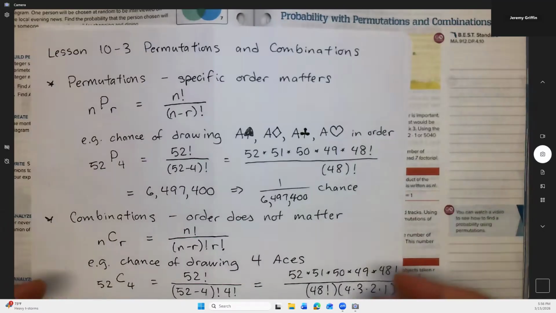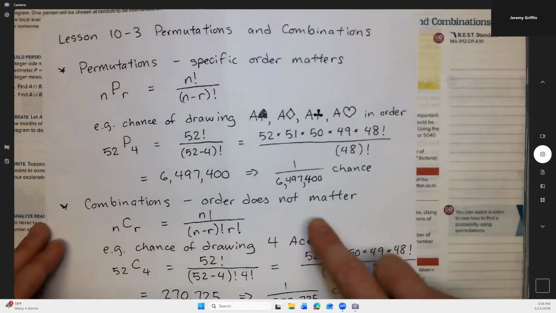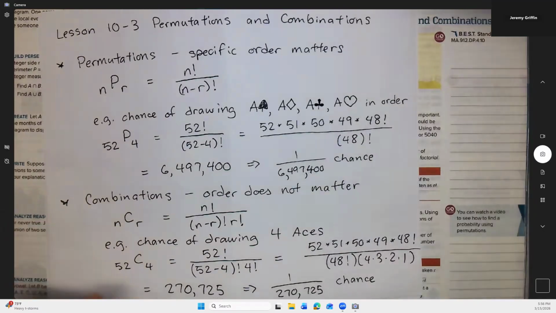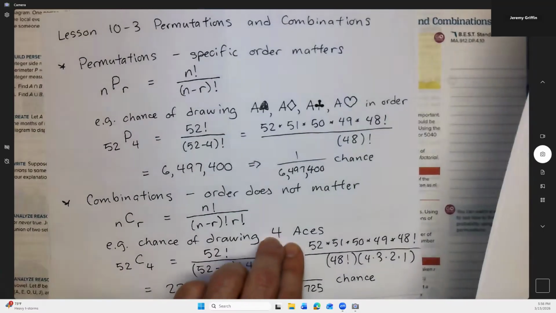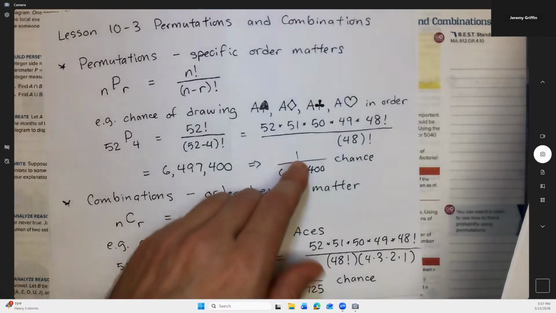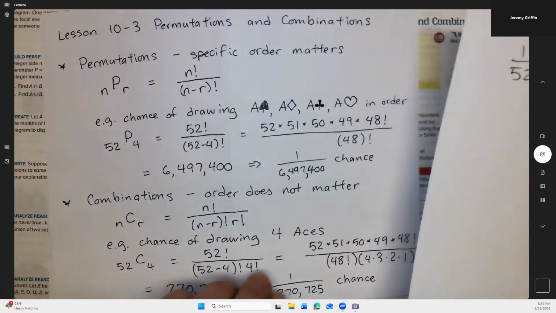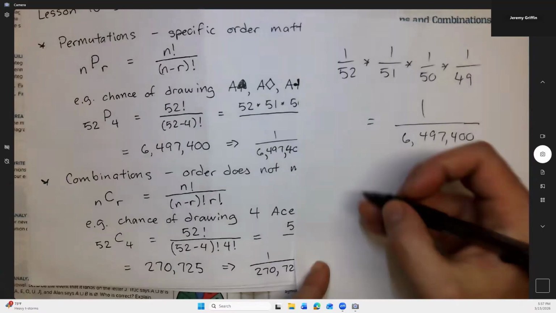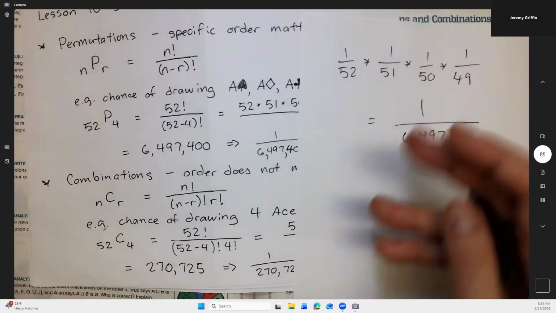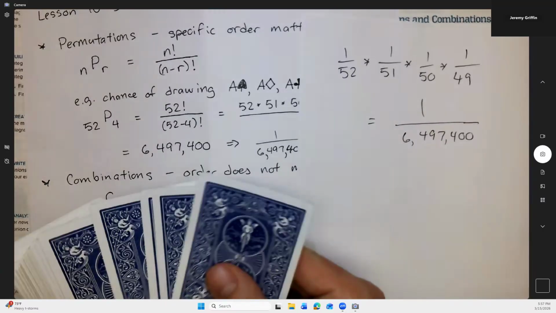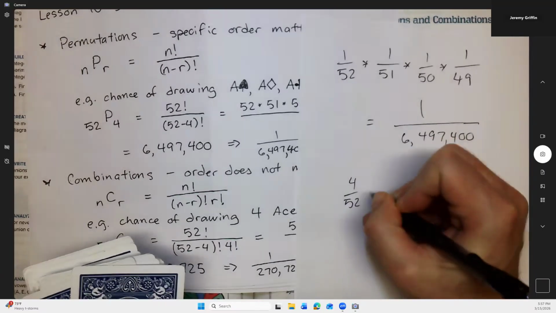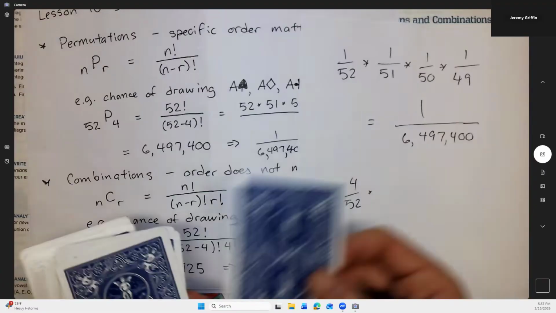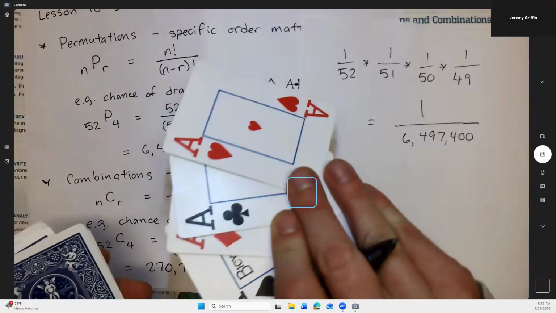Now, what about combinations, where I say the order doesn't really matter so much? So what if I want to target the 4 aces again, but they don't have to be in any order? Maybe I could draw the hearts first, followed by whatever order. Well, in that case, when I draw the first card, there are really 4 potential cards it could be. So it's 4 out of 52. And then once I draw that card, any of these 4 could qualify.